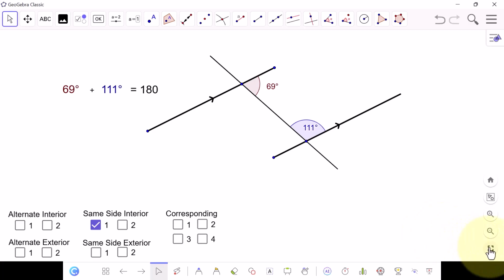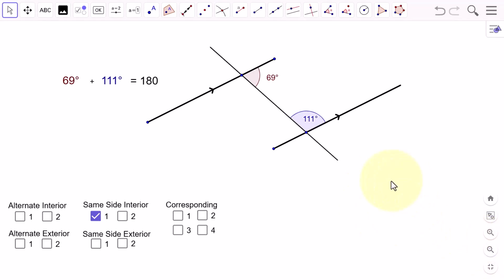Now, this is the applet I want us to use. In this applet, I can demonstrate parallel lines, then show you your transversals. You can see how these parallel lines can change depending on the effect of this transversal on them.